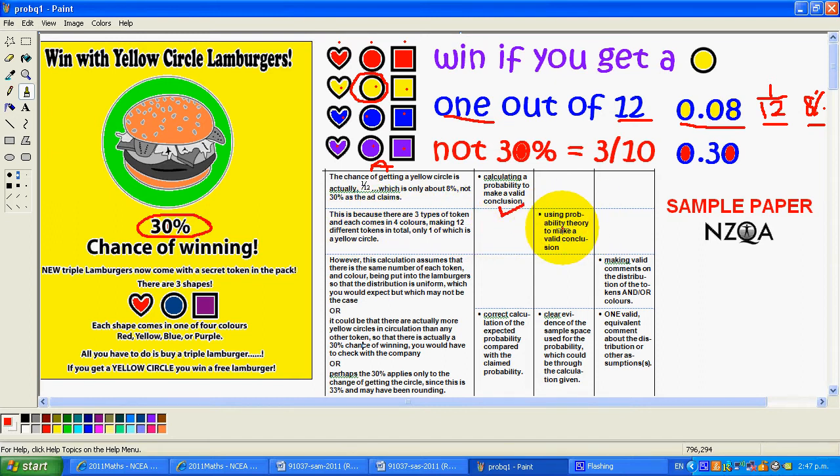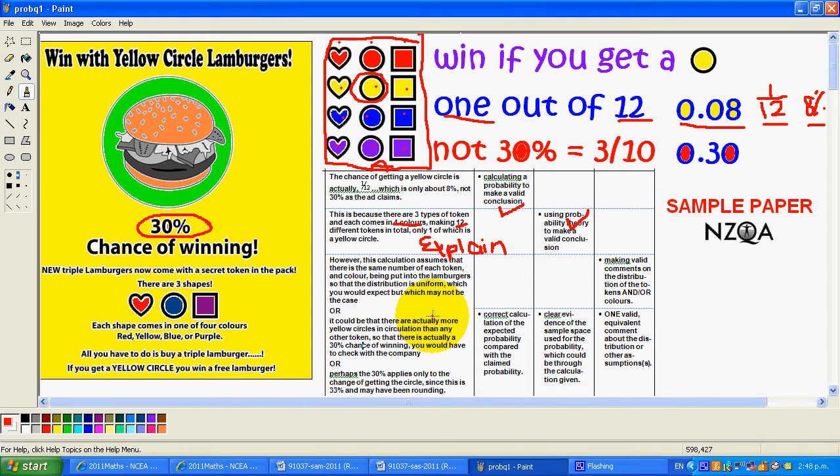Now, if you use probability theory to make a valid conclusion, this means you've said there's three types of tokens, the hearts, the circles, and the squares, in total, and only in four colours, making 12 different tokens. So if you did this picture, you're actually using your probability theory. You're kind of explaining. So I guess really, if you explain how you calculated what you calculated, you've gone already up to merit. Okay. Now for excellence.